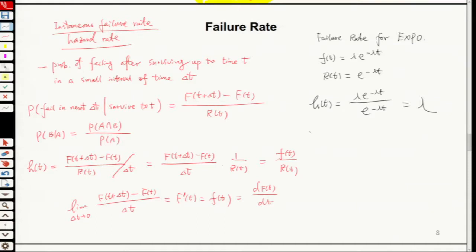So here is a note: the exponential distribution is the only distribution with constant failure rate. Okay?